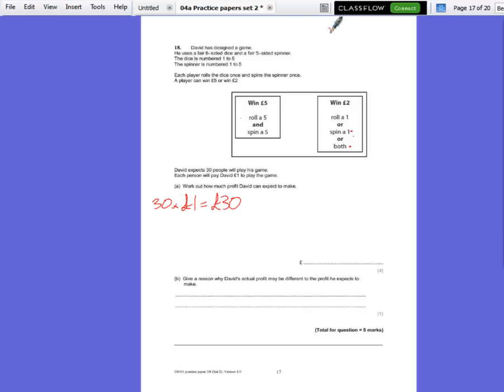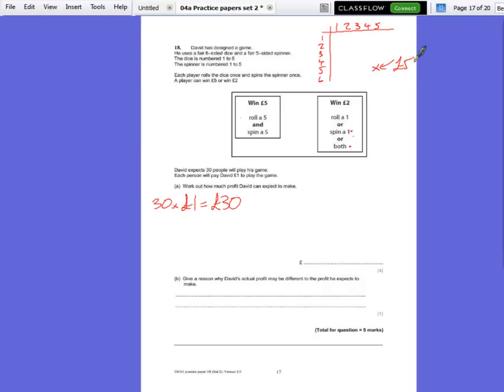So I've chosen to do this one with a sample space diagram. So if we put the dice down the sides and the spinner across the top, to get a 5 and a 5, that's this one here. So that's where he wins a fiver.